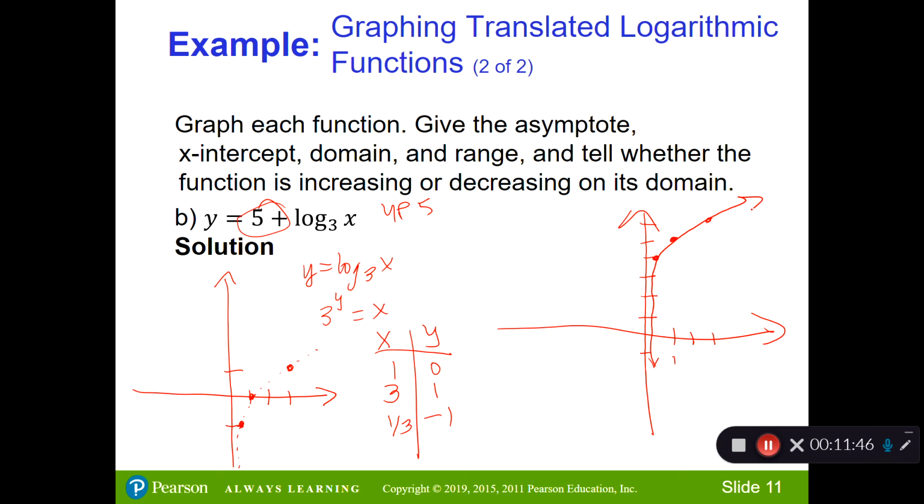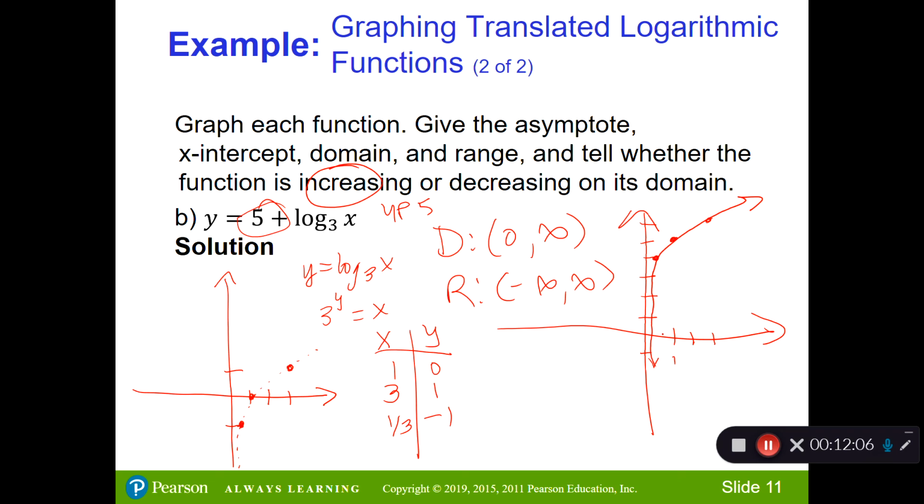Notice that this is also an increasing function still. My domain did not change because I'm still going from 0 to infinity. The range did not change. I'm still going negative infinity to infinity because shifting it up 5 doesn't change that.